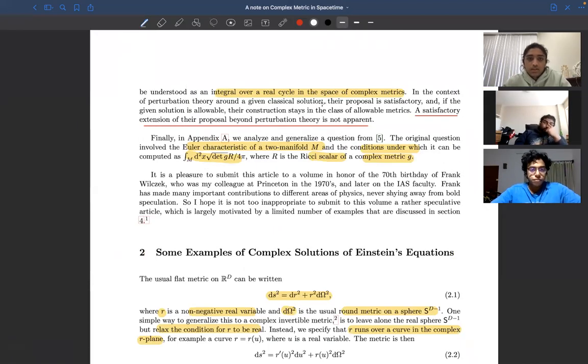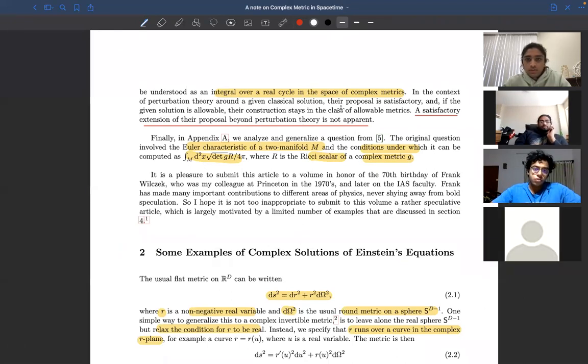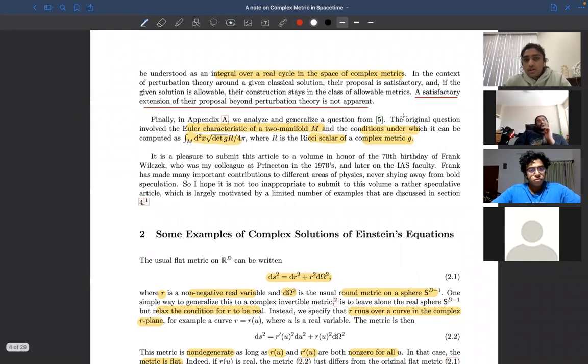So yeah, you need an integration cycle over the complex metrics. A satisfactory extension of their proposal beyond perturbation theory. So you perturb around these saddle points to find exact solutions or near exact solutions, rather approximate solutions.